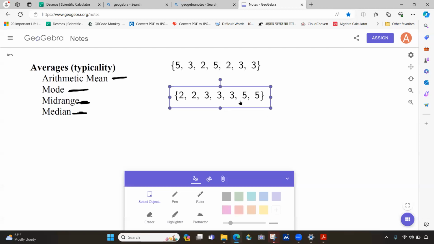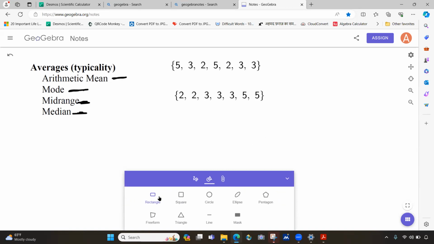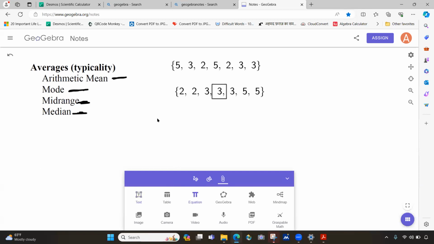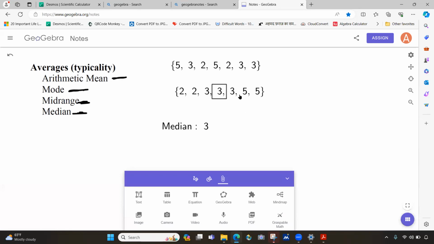Now, to find the median, if the data set has an odd number of elements, the median is the one in the middle. This is the median. 3. But first you have to rank order it. So we're going to write: median is 3.